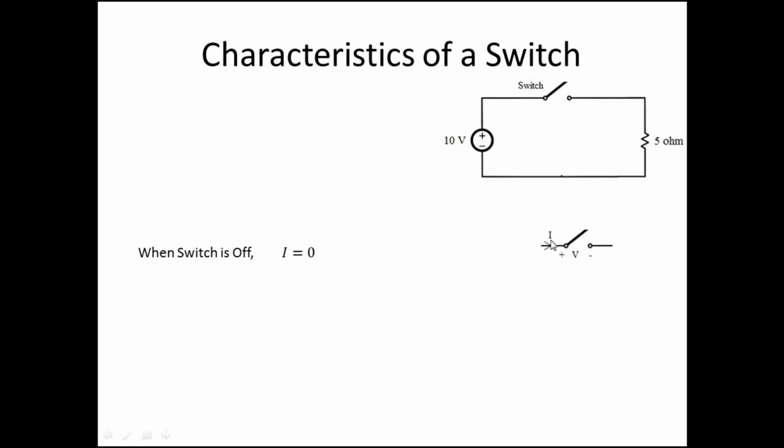I is the current through the switch. I is 0. Then the power loss in this switch is the product of V into I, the voltage across the switch and current through the switch. So since I is 0, the power loss is 0. So when the switch is off, there is no power loss. Similarly, we can analyze when the switch is on. When the switch is on, this will be the condition. The switch will be closed.